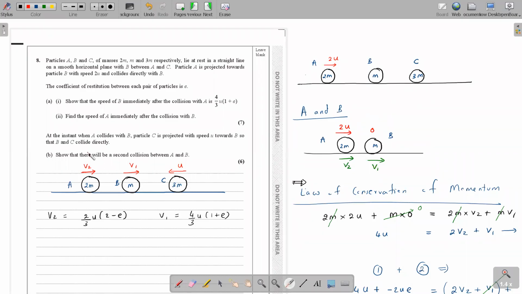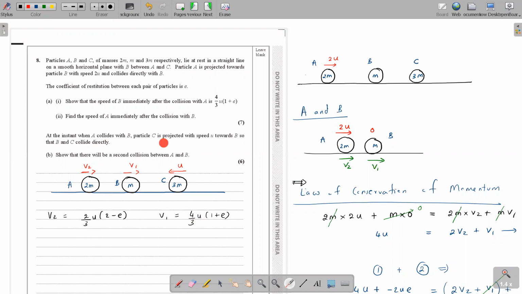Okay, so moving on to part B. At the instant when A collides with B, particle C is projected with speed u towards B, so that B and C collide directly. Okay, so now you can see here I have actually drawn the speeds after the impact of A and B. A has speed v2, B has speed v1. I have written v2, v1 speeds here.